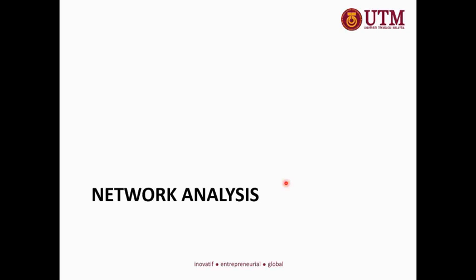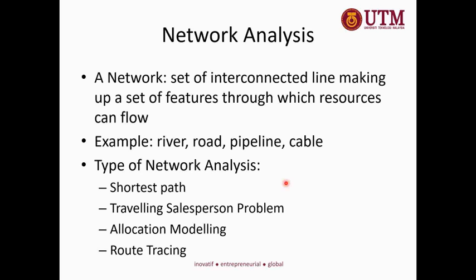So the next one is the network analysis. A network is a set of interconnected lines making up a set of features through which resources can flow. It means that we have so many lines, and they are connected to each other, and then we can see the area or the flow of that certain line. The types of network analysis are: shortest path, traveling salesperson problem, allocation modeling, and route tracing.